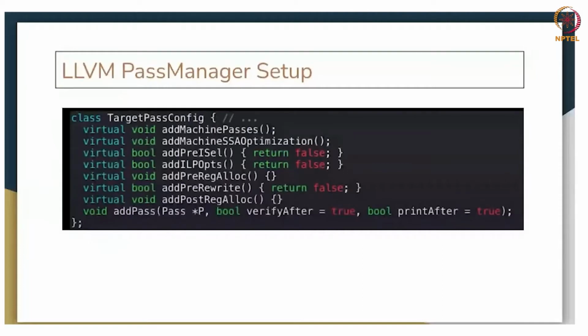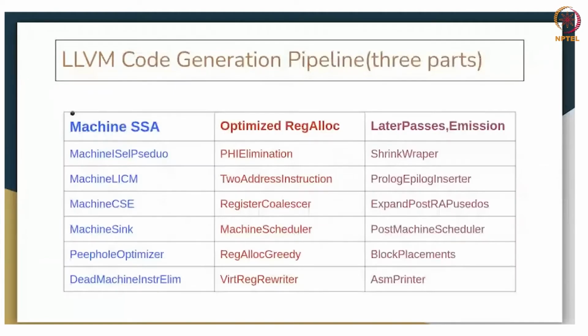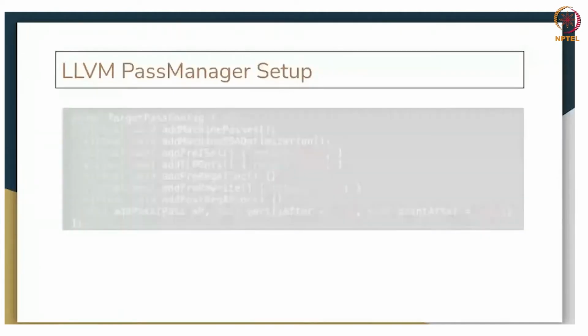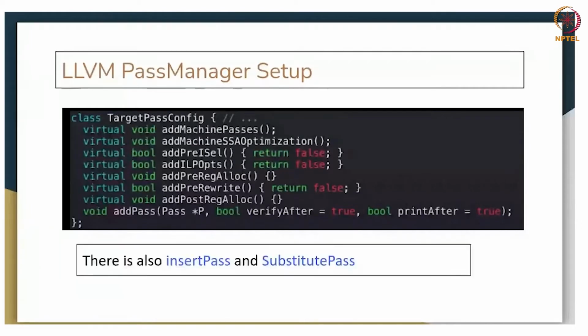So for different targets, you have to write different code. If you look at target independent passes like common subexpression elimination in LLVM IR, you can have one pass that is applicable for all targets. But in the machine dependent case, it is specific to that machine. There are also insertPass and substitutePass available with the LLVM pass manager.